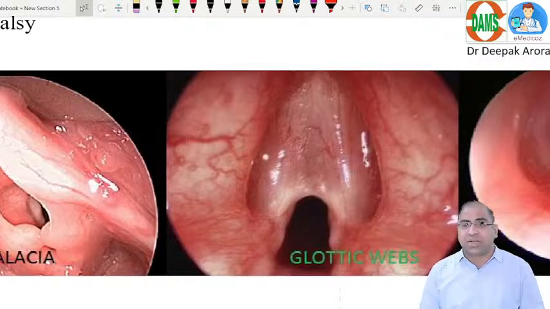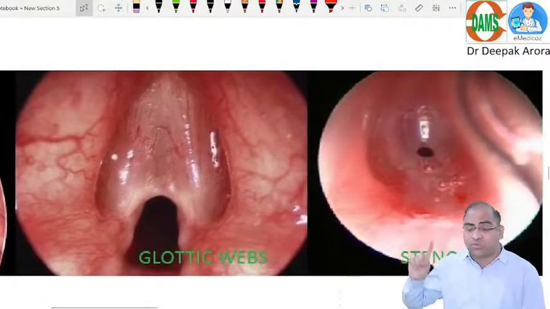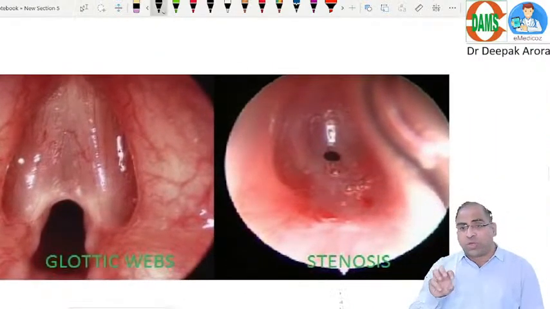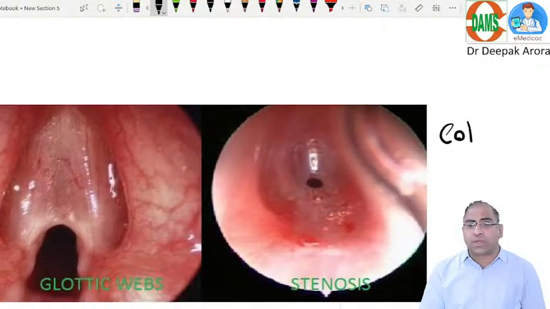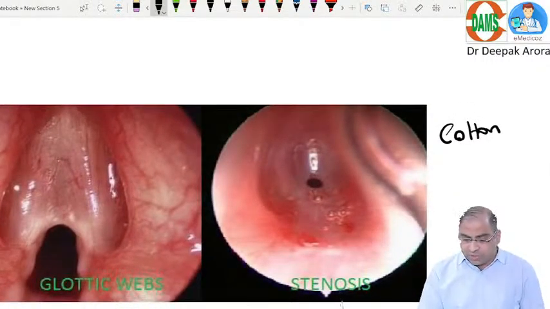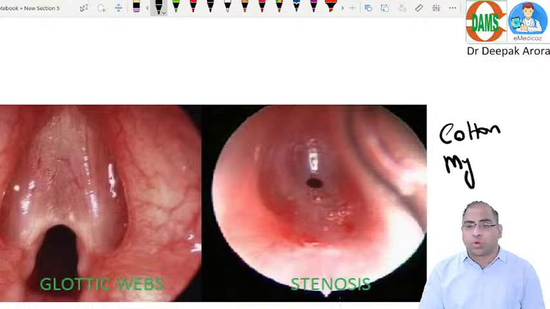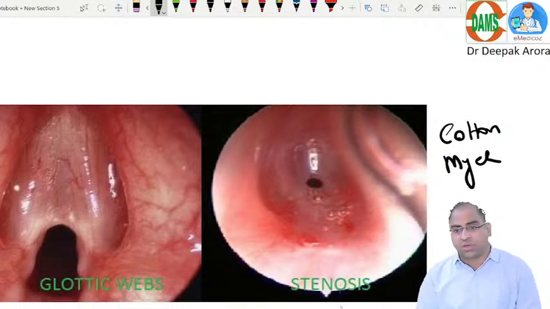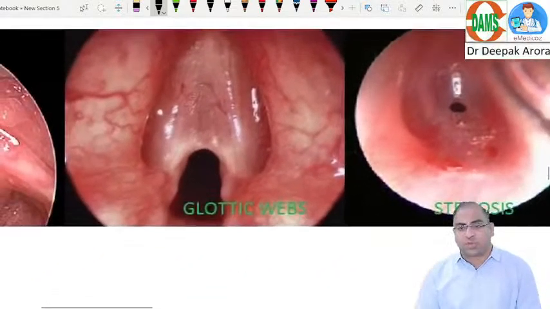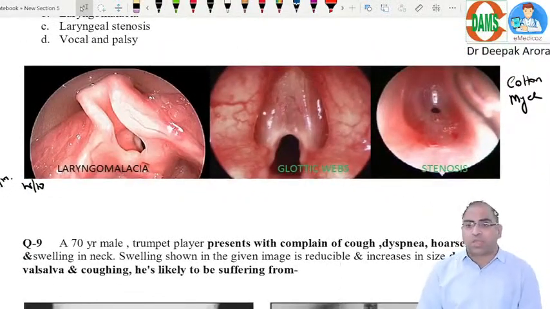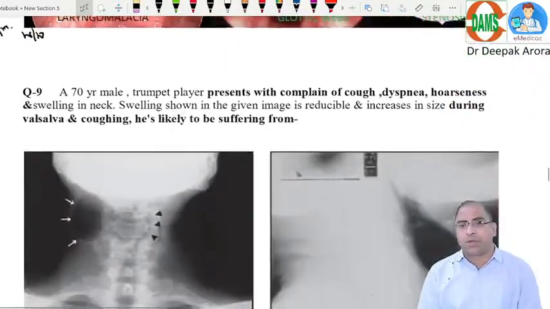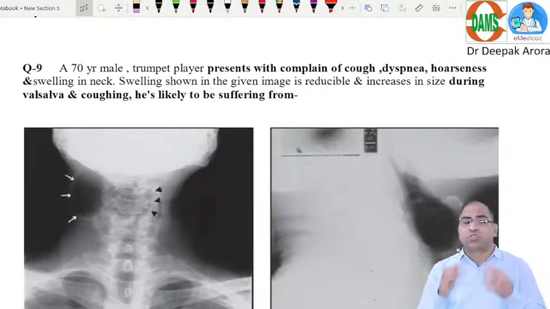And if the examiners show you some subglottic area with stenosis, that is subglottic stenosis, where they can ask you which classification we use. Anyone who can tell me which classification we use? We use the Cotton-Myer classification in subglottic stenosis. Clear?